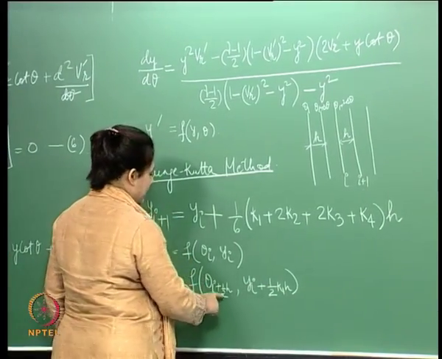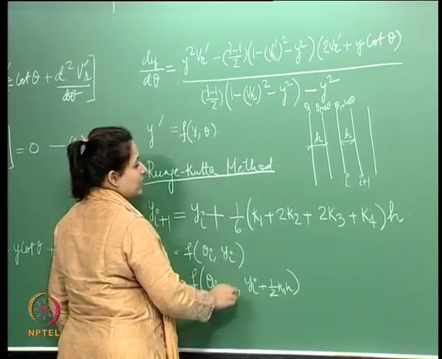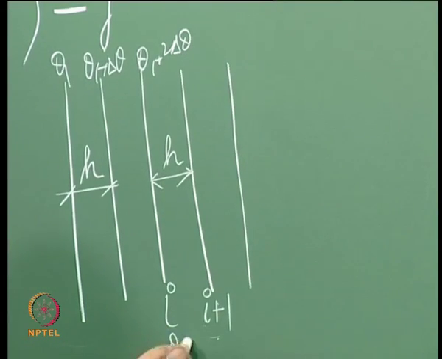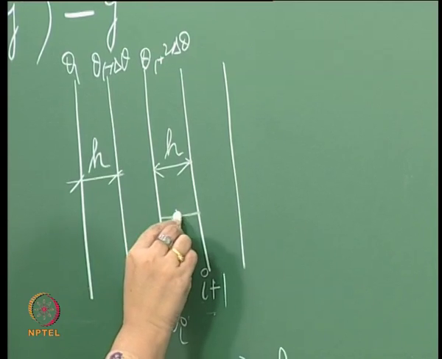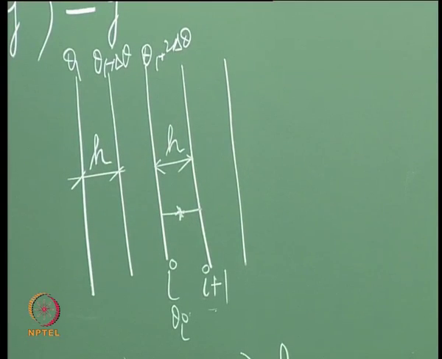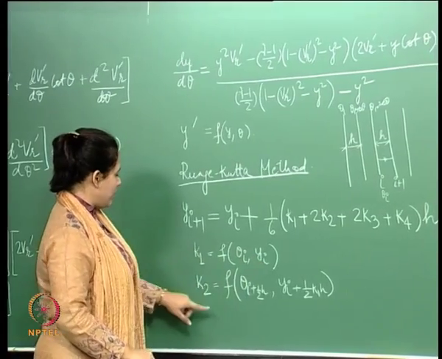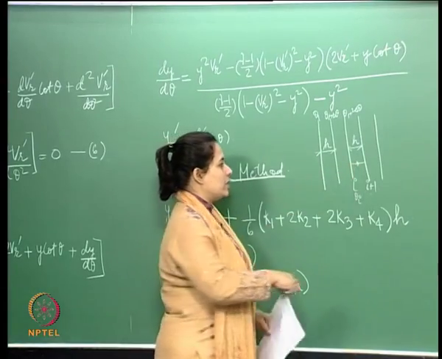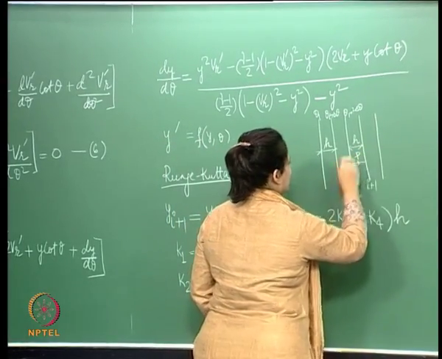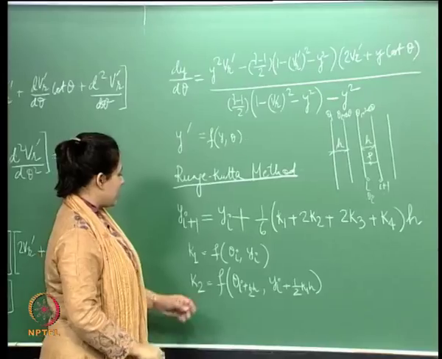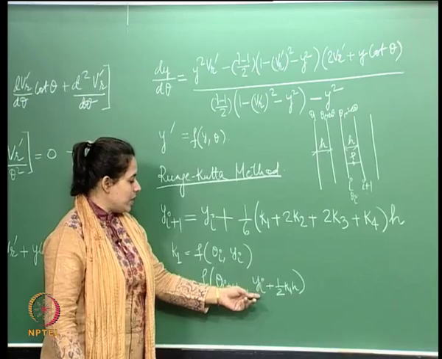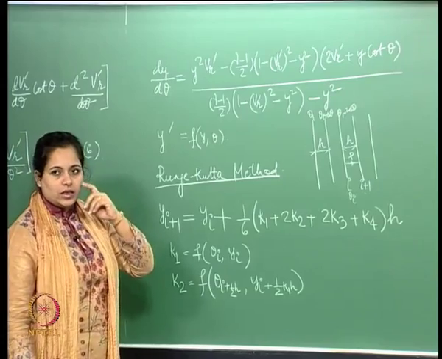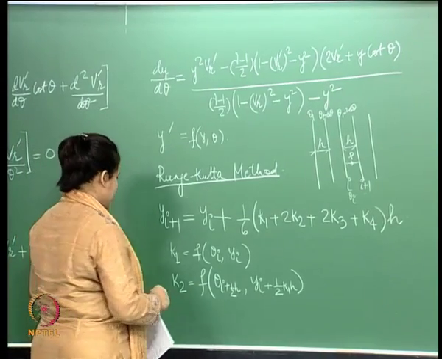When I say theta i plus half h, what do I mean? Theta i is here, and half h is over here. So what I need to do is calculate the function not at theta i, but at this point. Correspondingly the y value comes out to be y i plus half of k1 times h. This is k2.